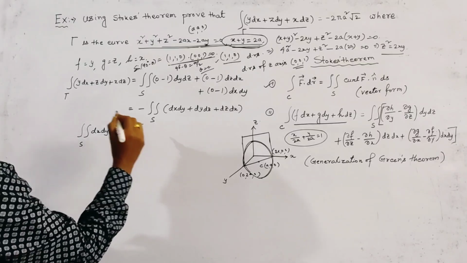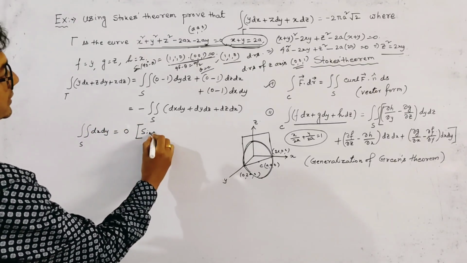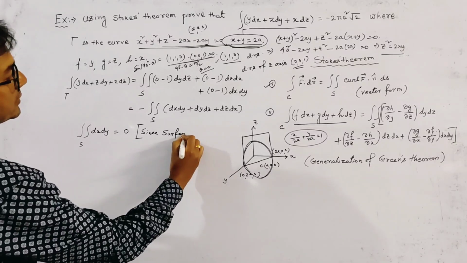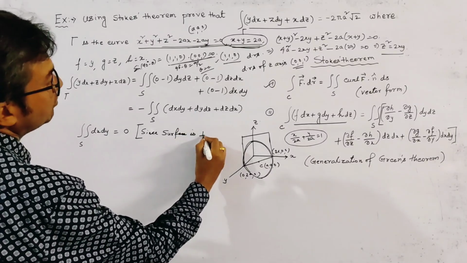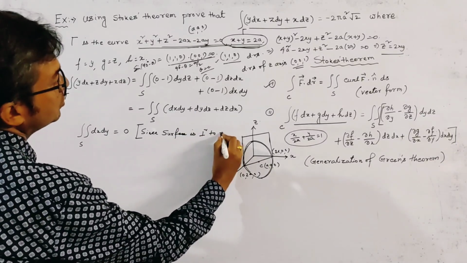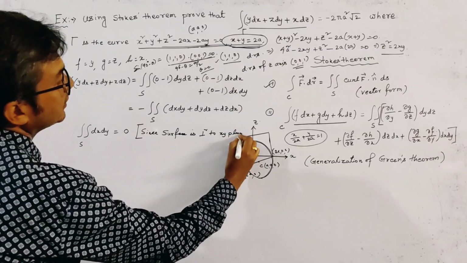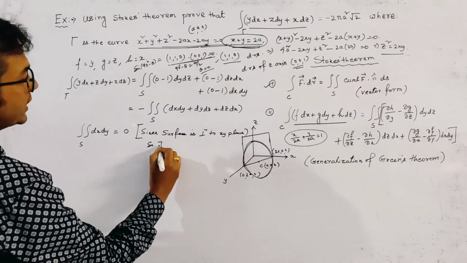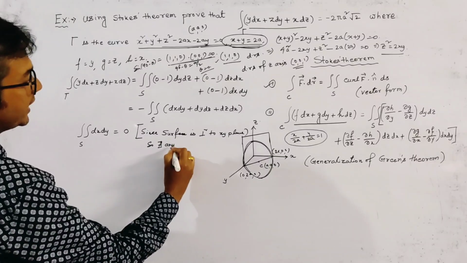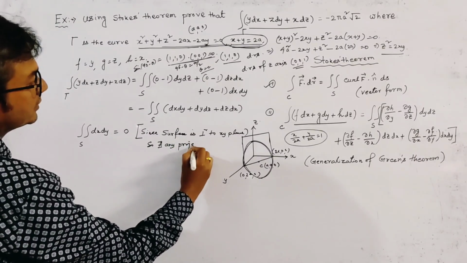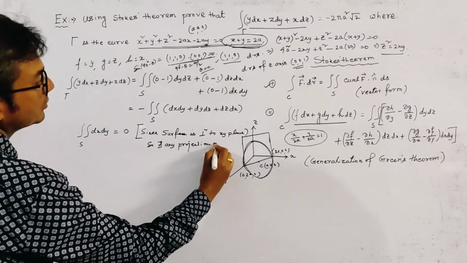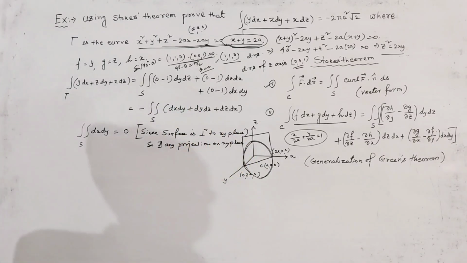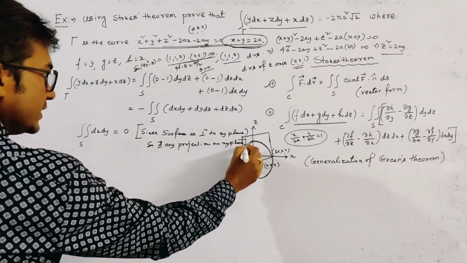Here we write the logic: since the surface is perpendicular to the xy plane, there does not exist any projection on the xy plane, right? This is the first integration.